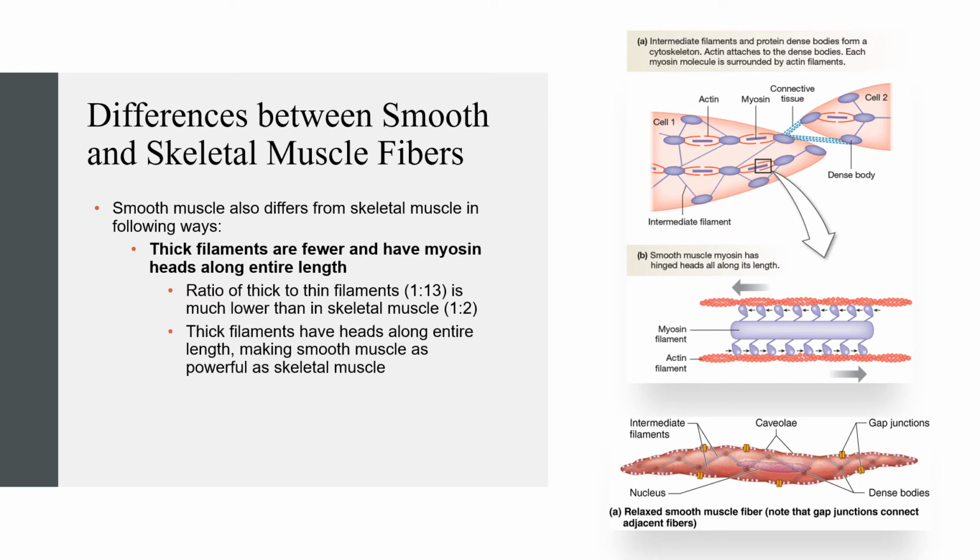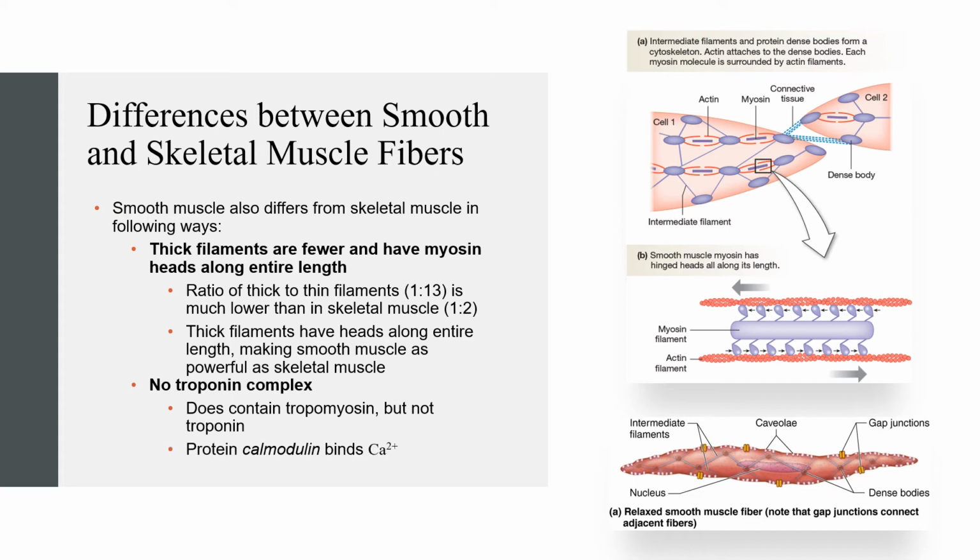The thick filaments are going to have heads that go along the entire axis of the thick filament. And this is going to make smooth muscle very strong, generally almost as powerful as skeletal muscle. There is going to be no troponin complex that we see in our skeletal muscle. There is going to be tropomyosin, but there is no troponin. So it's going to be a different type of regulation taking place. There is going to be a protein called calmodulin that's going to bind to calcium. So that's going to be a slightly different mechanism for how the contraction is going to take place.